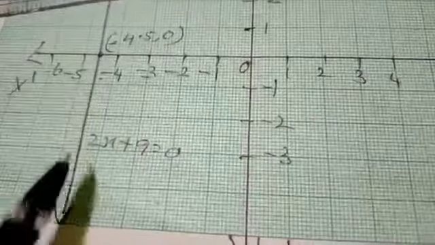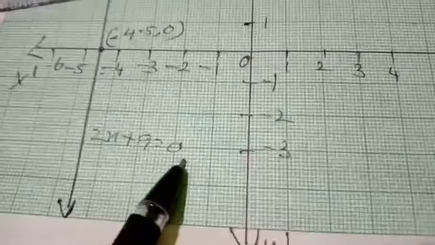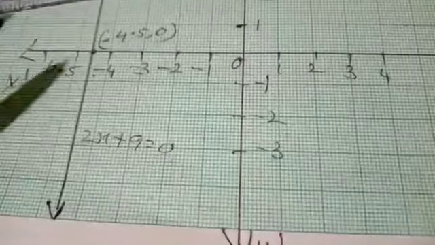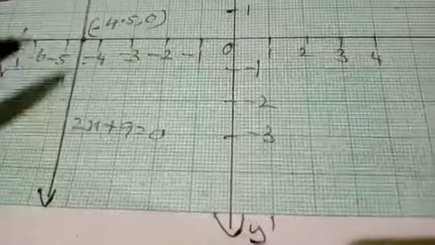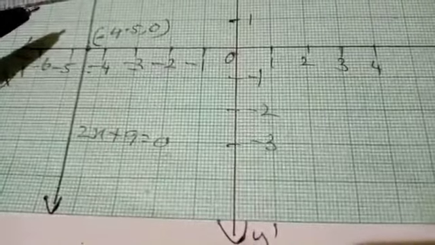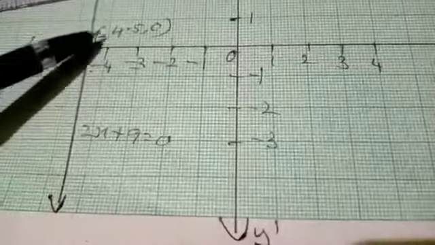In two variables, 2x plus 9 equal to 0 represents a straight line passing through the point minus 4.5 comma 0 and parallel to the y axis. It is a collection of points of the plane having their x coordinates as minus 4.5.